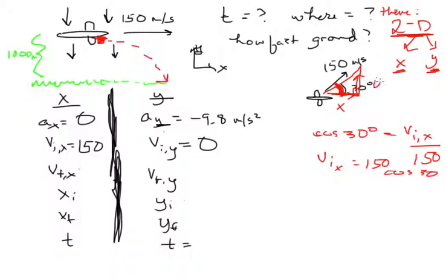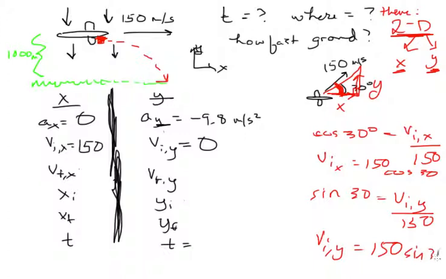And what about the y side? So here's y. Well, the sine of 30, remember sine is opposite over hypotenuse. So the sine is the y component, which, since we're talking about velocities, is vi comma y divided by your hypotenuse, which is 150. So again, vi y equals 150 sine of 30. So this is a case when you're given an initial velocity, and you get both an x component and a y component.